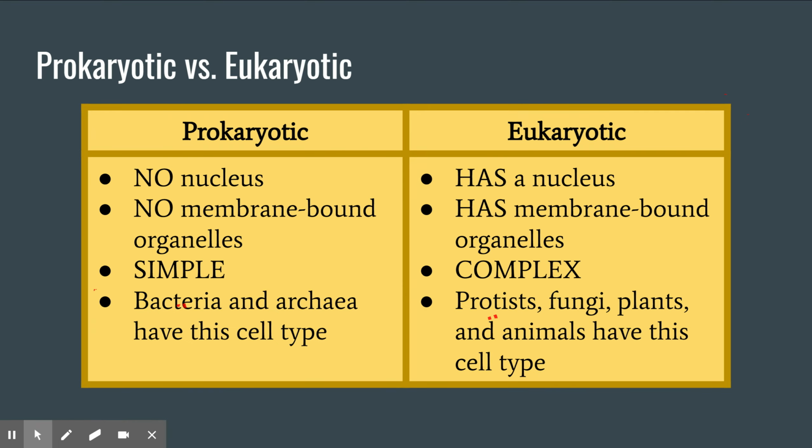Versus eukaryotes have a nucleus, have membrane-bound organelles, and are complex. They have a greater number of organelles that have specific jobs. Protists, fungi, plants, and animals have this cell type.